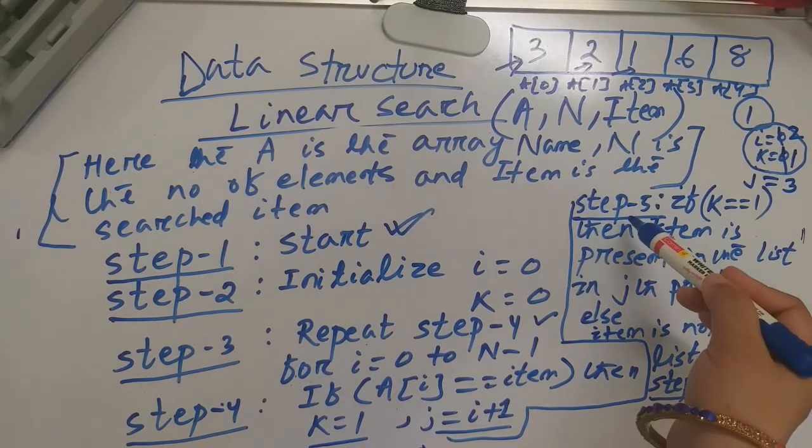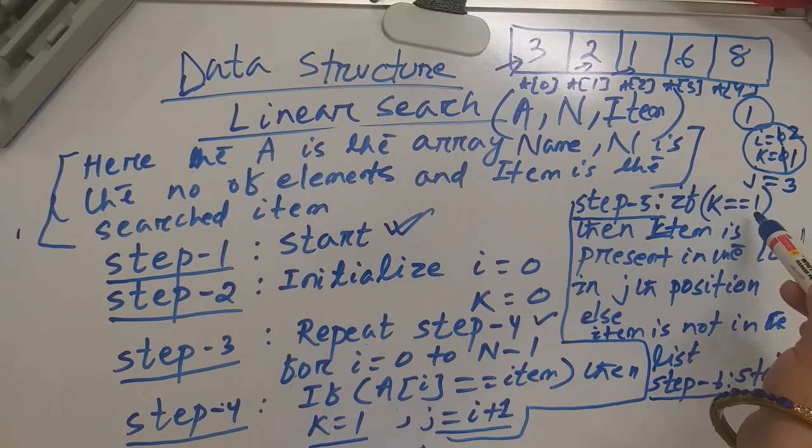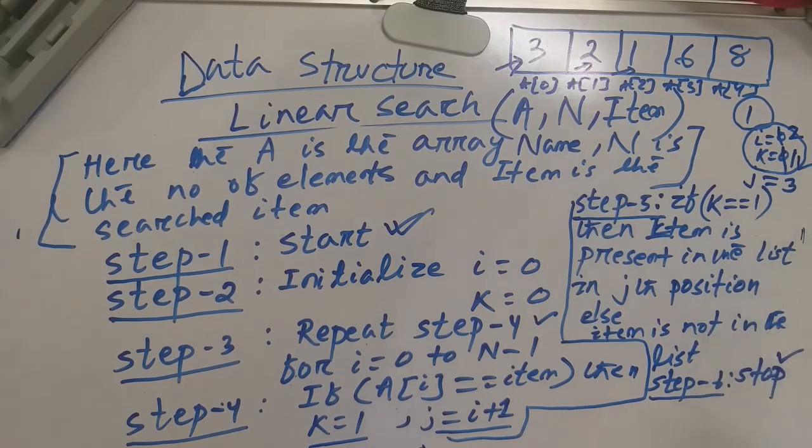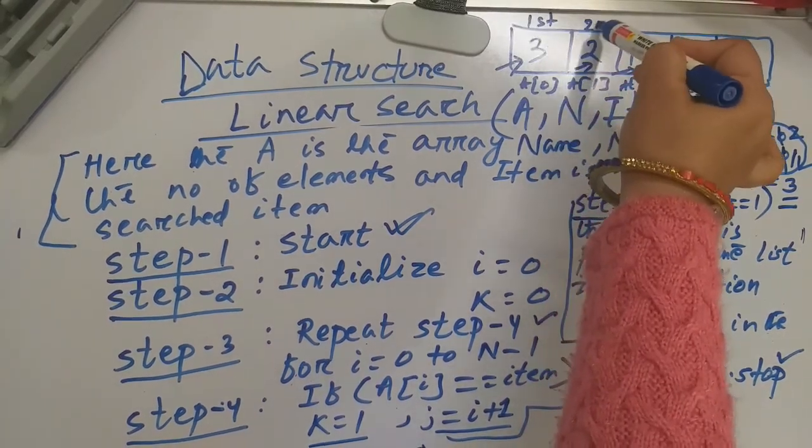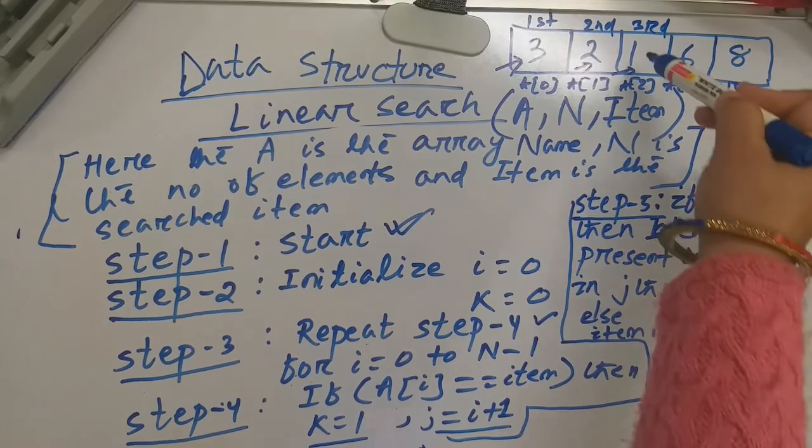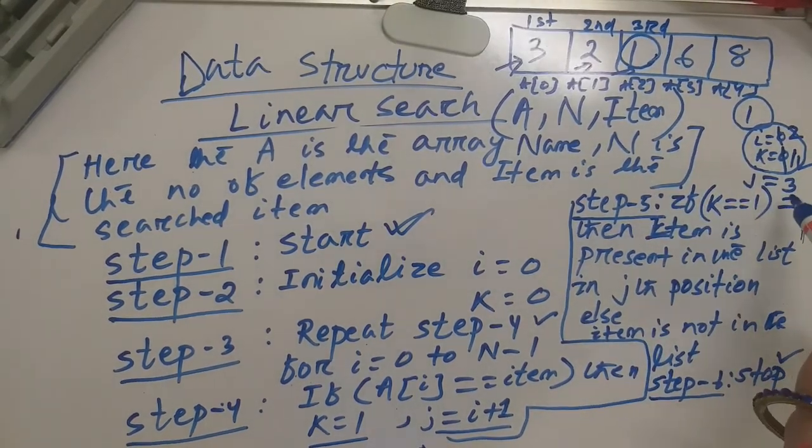So in step 5 it is written that if k is equal to 1, that means we found the item, then the item is present in the list. That means we write down that the item is present in the list in the jth position. So which position? The third position. This is the first position, this is the second position, this is the third position. We are searching for the 1. So j equal to 3, and we have found the item in the third position. Then step 6 is stop. So this is all about the linear search. Thank you.